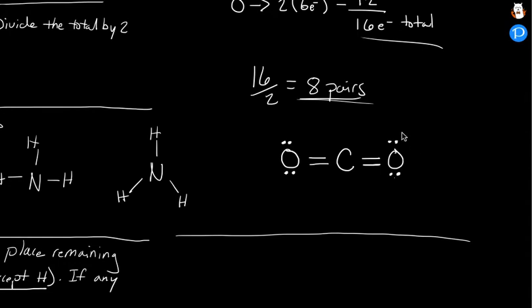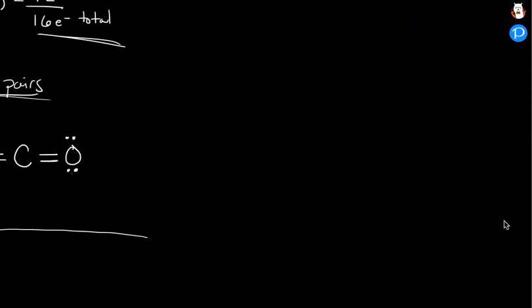And oxygen still has 8 around it, right? Because this oxygen has 2, 4, 6, 8. And so does this guy. So now they're all satisfying the octet rule. I have 16 total electrons in the whole thing. And so that's the Lewis structure for carbon dioxide. Let's do one more just for fun.